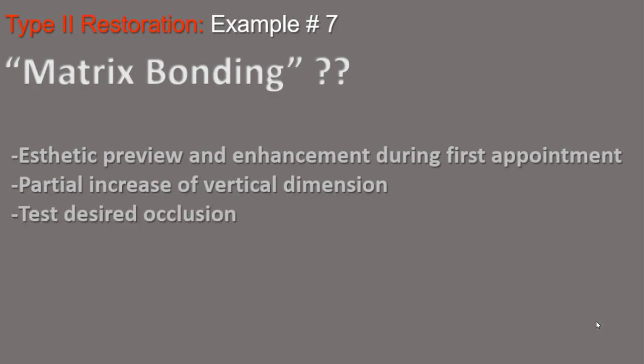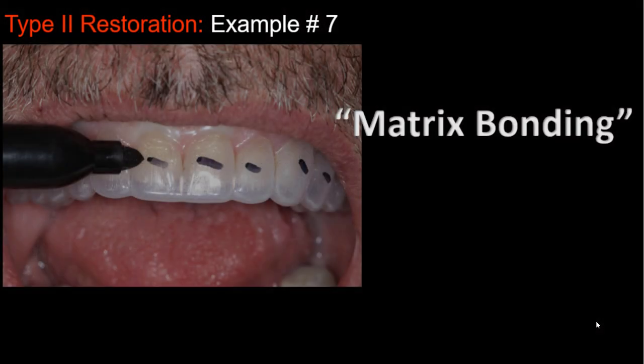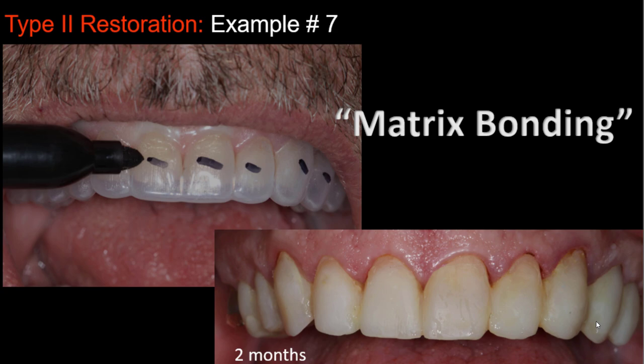We start increasing the vertical dimension. We test our occlusal scheme. If they have symptoms, we can start working on symptoms by modifying their occlusion, if that's going to solve the problem, relax muscles, because we certainly need to have relaxed muscles before we continue on with the process. And so we just marking their stent. And usually we do this in phases. We teach that in the program. That's actually what you'll learn in the first couple of days in this program. And we do our matrix bonding.